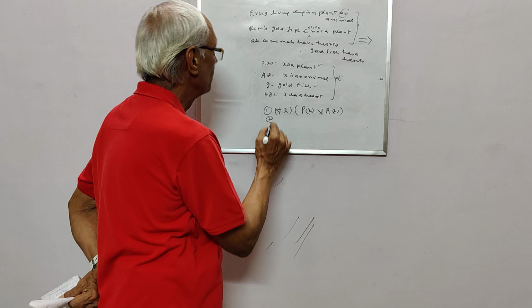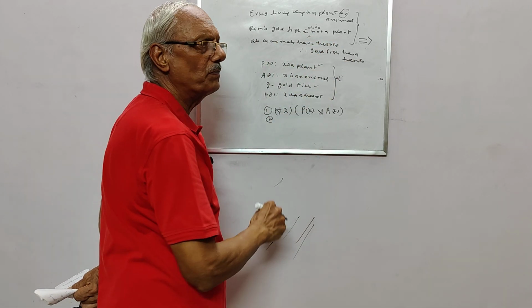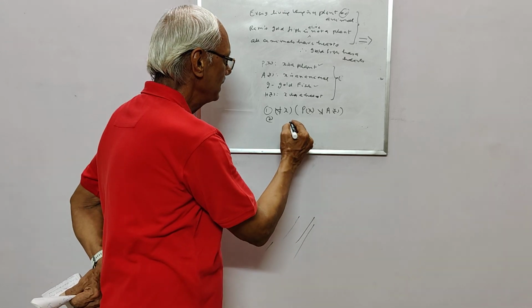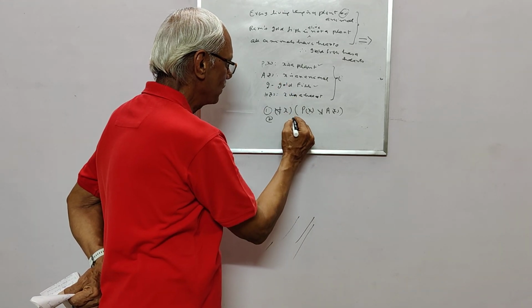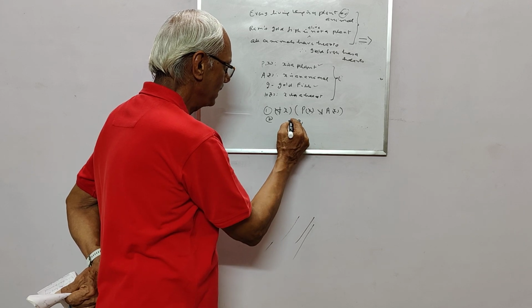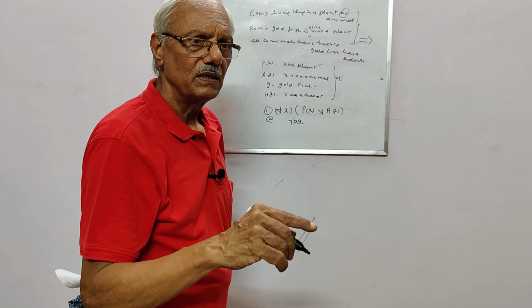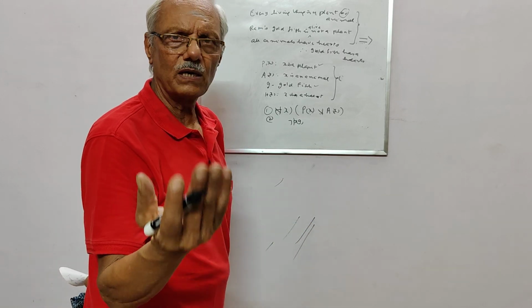Then the second one. Ram's goldfish is alive and is not a plant. Now what does it mean? What is plant? Plant means you write it as what? P of G. Goldfish is a plant. It is not a plant. P of G means what? Goldfish is a plant. If I negate it, it is not a plant.